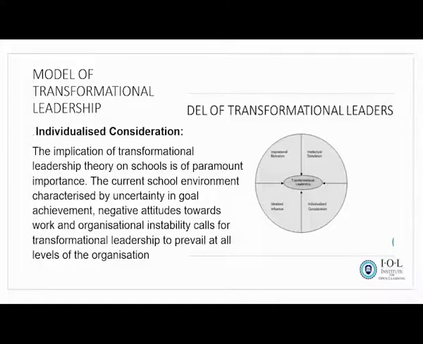Still on individualized consideration, the implication of transformational leadership theory on schools is of paramount importance. The current school environment, characterized by uncertainty in goal achievement, negative attitude towards work, and organizational instability, calls for transformational leadership to prevail at all levels of the organization. Many a time we experience that there is negative energy at schools.